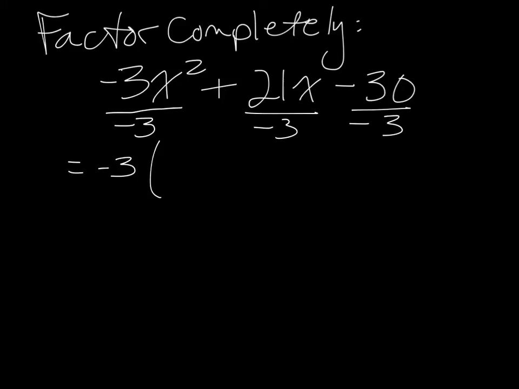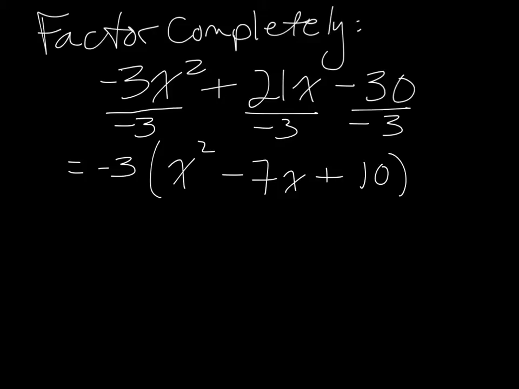So my negative 3's would cancel out here, so what I'd be left over with is x squared, and I know that positive 21 divided by negative 3 would be negative 7, and the x is left over, and I know that a negative times a negative makes a positive, so I'd write down positive, and then 30 divided by 3 would leave me with 10 left over.